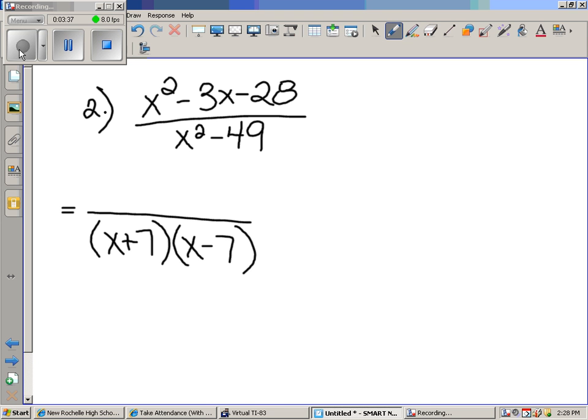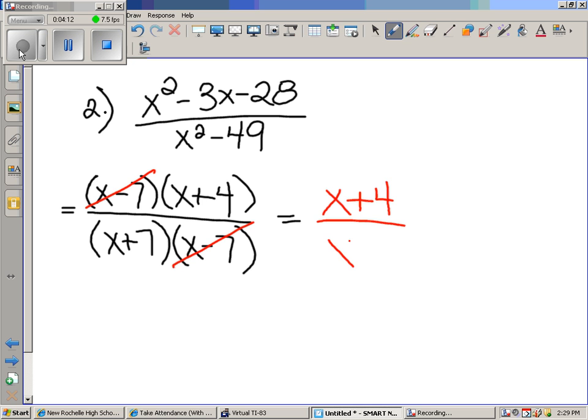Now let's do the top. Can anybody think of what the two things are going to be? X take away 7, and x plus 4. Excellent. Because -7 plus 4 is -3, and -7 times +4 equals -28. Now what are we canceling out? Enrique? These cancel away, and we're left with these. Now, what do we do next? Very good. I was trying to trick you guys.